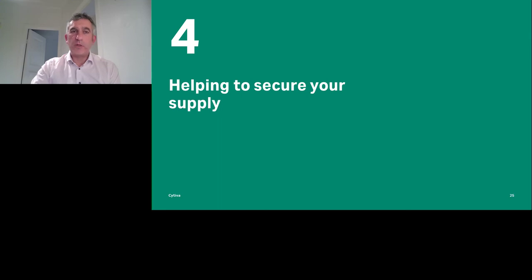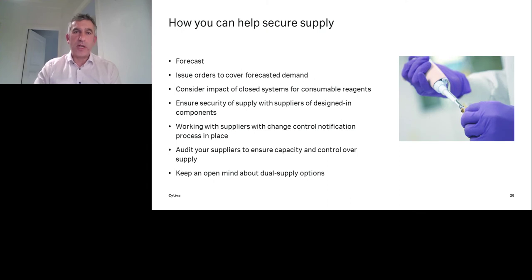Now, when it comes to what customers can do to secure supply, there are a few points that I'd like to draw out. First and foremost, we depend on our customers' forecast, and this really helps us plan tactical and strategic capacity and enables us to be in a better position to meet your demand. Secondly, the issuing of firm purchase orders to support and cover that demand is also a crucial factor. When it comes to the systems and reagents choice, we would very much encourage consideration of the impact of closed systems. For obvious reasons, the use of open systems does facilitate security of supply, because for consumable reagents, a customer can choose from a number of vendors if they have to, if supply is constrained.